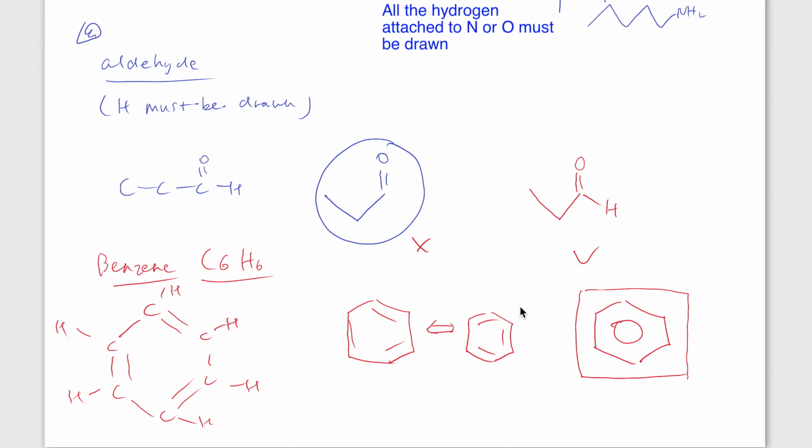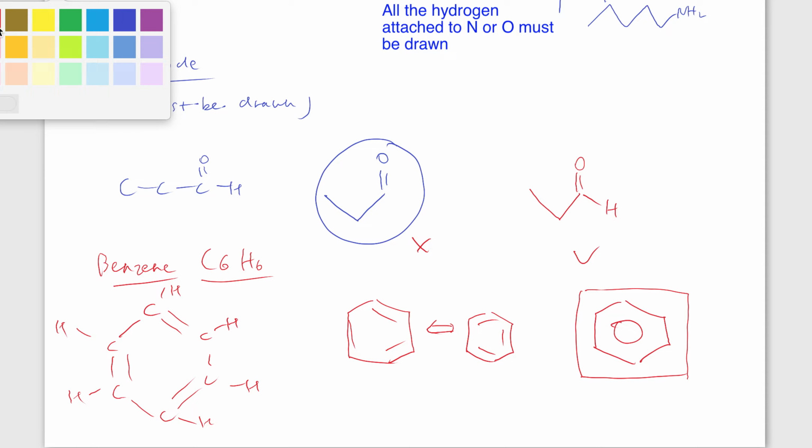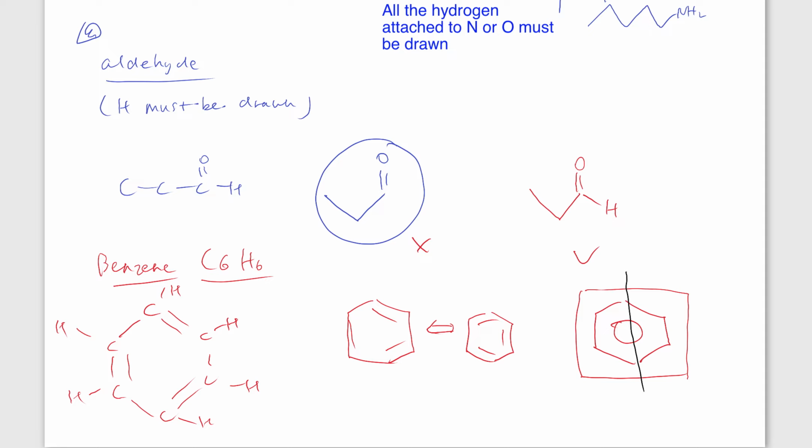And the benzene ring has 3 symmetrical lines. So this is the first symmetrical line, and then this is the second symmetrical line, and then this is the third symmetrical line. So there are 3 symmetrical lines along this benzene ring.